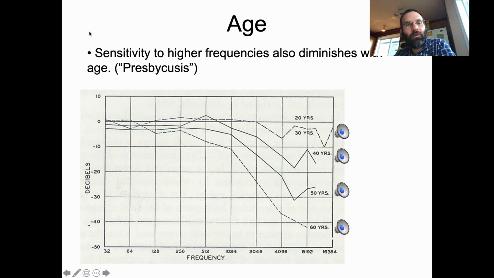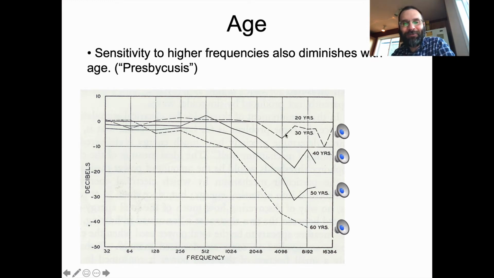The sensitivity we have to higher frequencies also diminishes with age. This is known as presbycusis. And I've got audiograms here for people of different ages. So this one, for a 20-year-old, is kind of the ideal case. Like I said, if you're in this class, you probably have ears that are working really well.